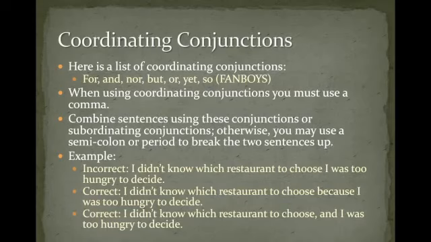the two sentences up. For example, I didn't know which restaurant to choose. I was too hungry to decide. Well, you might want to use a coordinating conjunction. I didn't know which restaurant to choose because I was too hungry to decide. And perhaps one of our fanboys, in which you might use a comma. I didn't know which restaurant to choose, comma, and I was too hungry to decide.